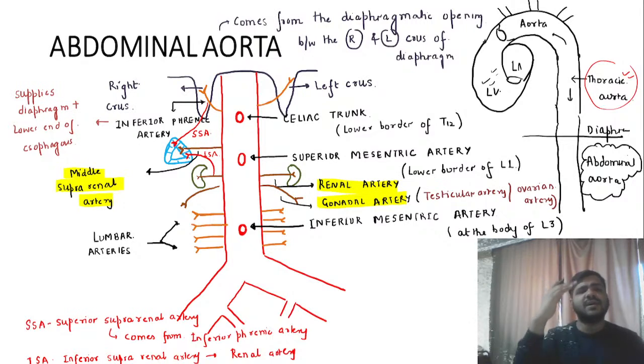Suprarenal gland के भी तीन पार्ट, superior, middle और inferior. मिडल वाली जो है, I have already told you the middle suprarenal artery, it is coming directly from the aorta, right? But the superior suprarenal, it is coming from the inferior phrenic, and the inferior suprarenal artery, it is coming from the renal artery. So superior suprarenal and the inferior suprarenal, they are not direct branches. They are coming from inferior phrenic and the renal artery respectively.